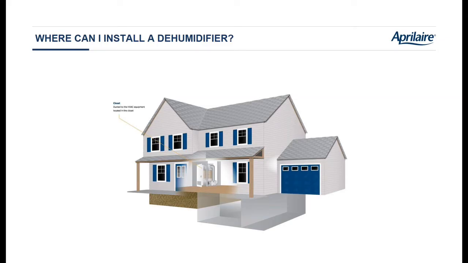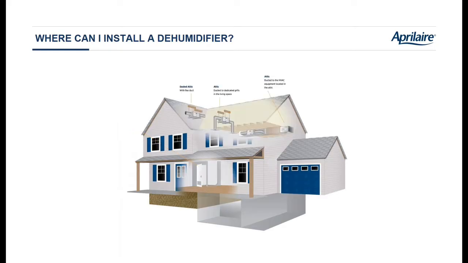HVAC equipment in a closet, duct the dehumidifier into that HVAC system to dehumidify the whole space. Attic installations, that might be where the HVAC system is, so your whole home ducted in. Might be doing a dehumidifier in the attic with dedicated ducts to dehumidify the whole house, but using dedicated grills in a hallway or a large open area. And then finally, in the upper left-hand corner, this is getting very, very popular.